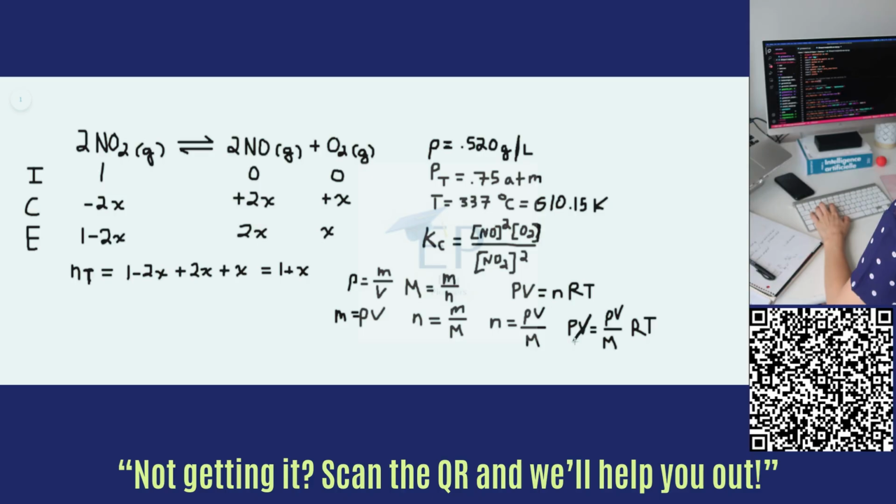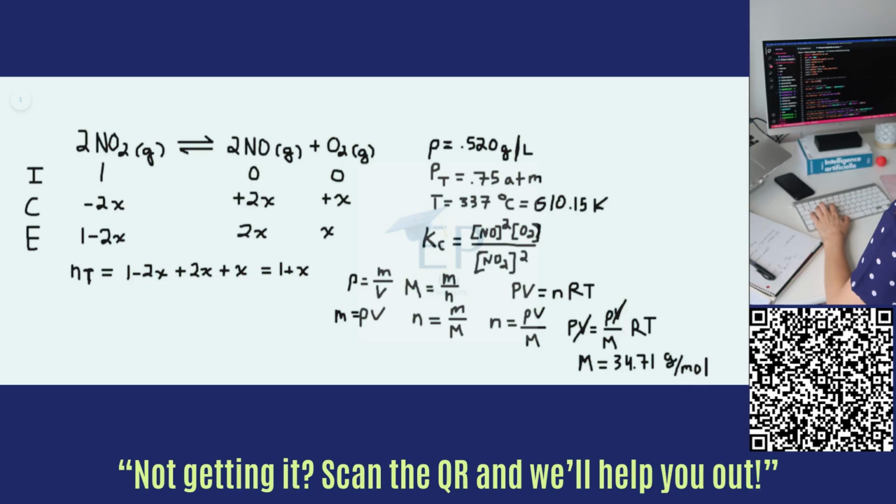We have volume on both sides, these will cancel out. We have the pressure, it's 0.75. We have the density, it's 0.52. We have the ideal gas constant, it's 0.08206. We have temperature in Kelvin, 610. And then we can solve for molar mass. Molar mass is going to be equal to 34.71 grams per mole.